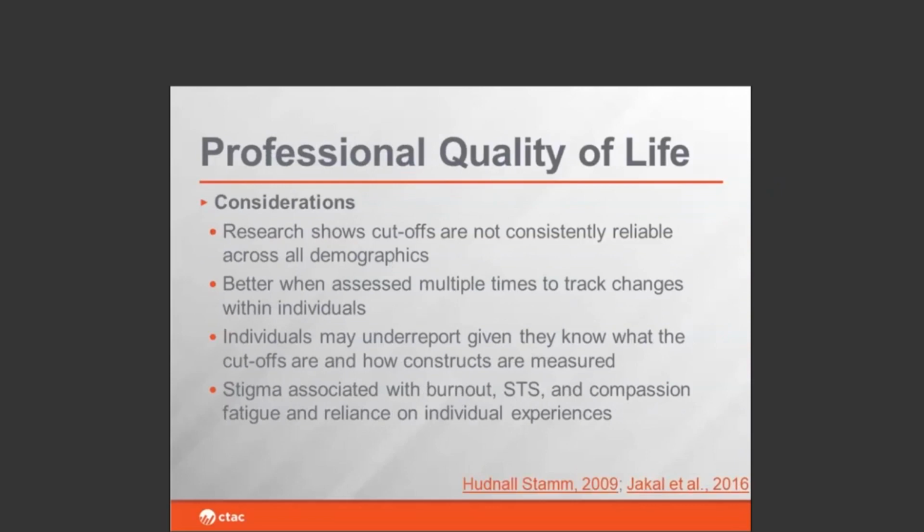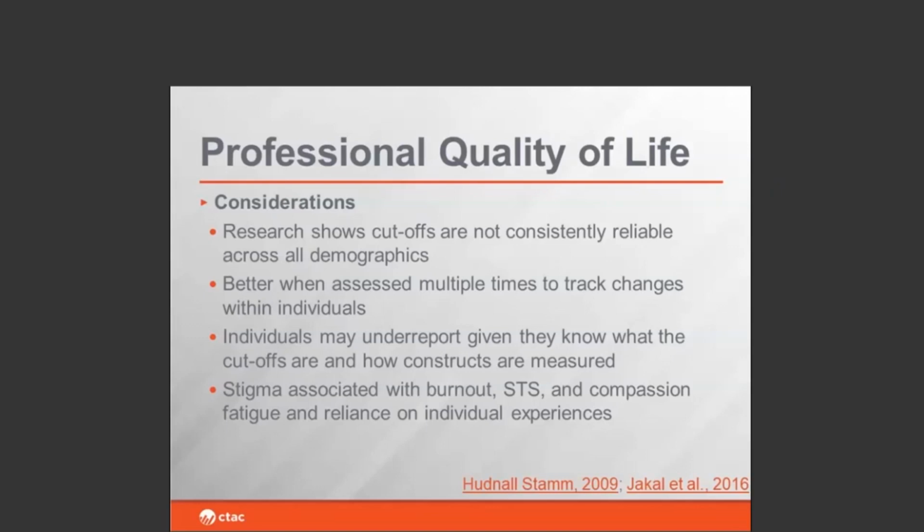Some things to consider if you are going to use the ProQOL. Some recent research demonstrates that cutoffs are not consistently reliable across all demographics. So because the scoring criteria is very clear, employees may be likely to underreport. It's also best when used multiple times to track changes within an individual rather than using the cutoff. So if you have a person tracking themselves monthly on the ProQOL individually, they can see for themselves, as you would with a client, the changes over time.